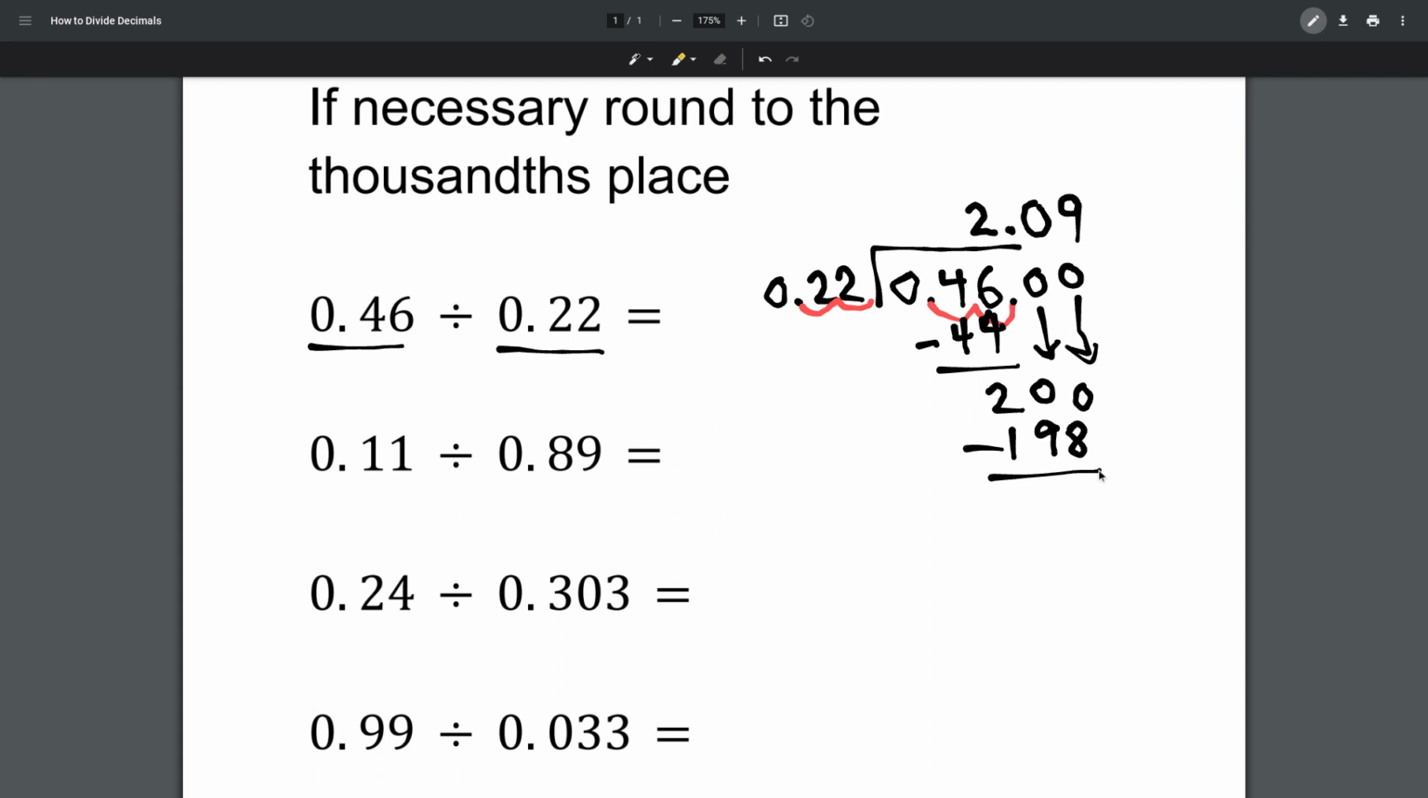And we'll do 200 minus 198. We get 2. Add a 0 here. Bring it down. Does 22 go into 20? No. Add another 0 here. Bring it down. Does 22 go into 100? You see a pattern is starting here. 2.0909. But we're going to round to the thousandths place.